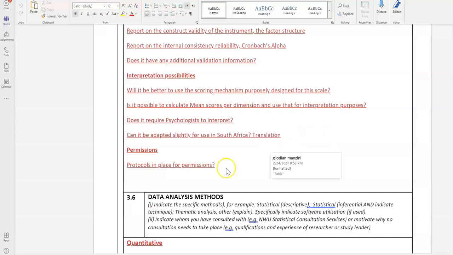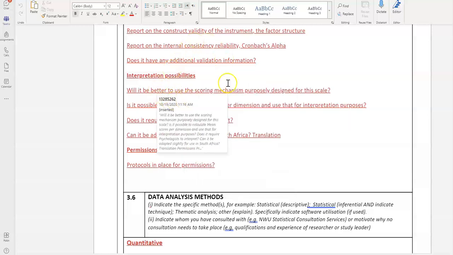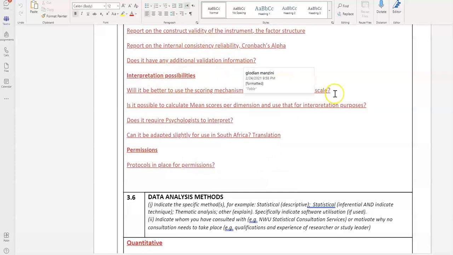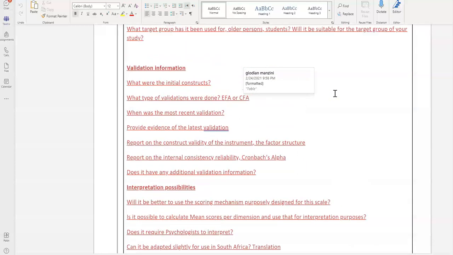And lastly, it's important to understand what permissions you need to use an instrument. Sometimes you need to have the permission of the developer, and the developer has to give you a letter to say that you have got permission to use the instrument. Okay, so that is the core information that you have to write up in your research proposal.